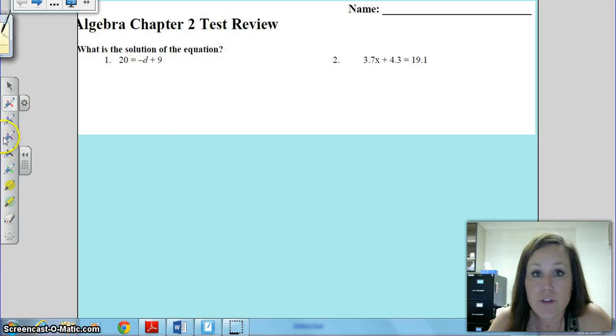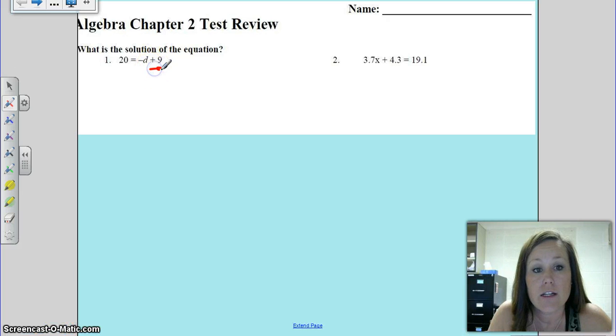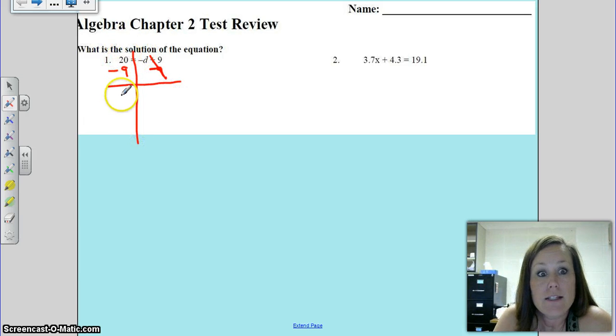In these first ones, we're solving equations, okay? So isolate the variable, or get the variable by itself. Right here, I see I have negative d plus 9, so I'm going to subtract 9 from this variable. I'm going to subtract 9 on this side of the equal sign. Again, I can draw that line straight down. 20 minus 9 is 11. My equal sign comes down, and so does negative d.